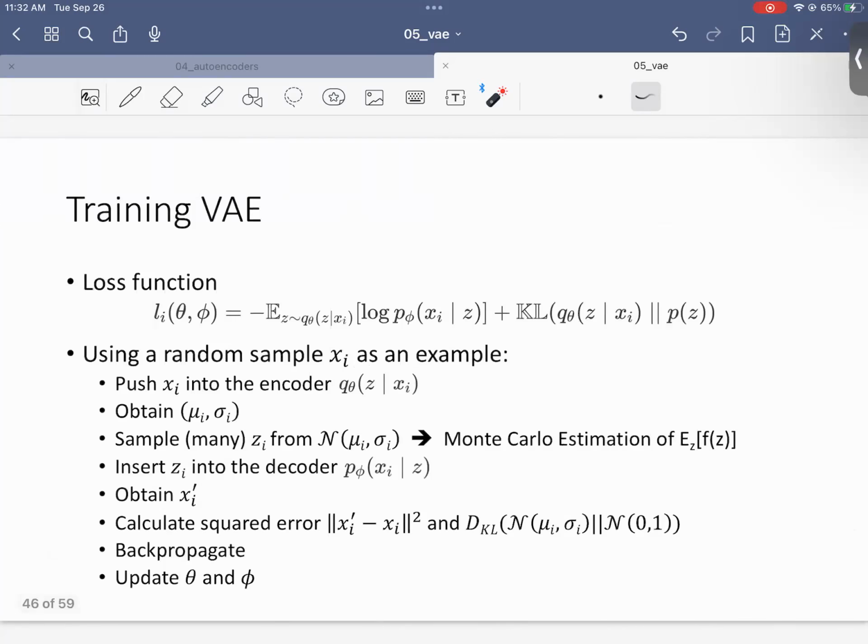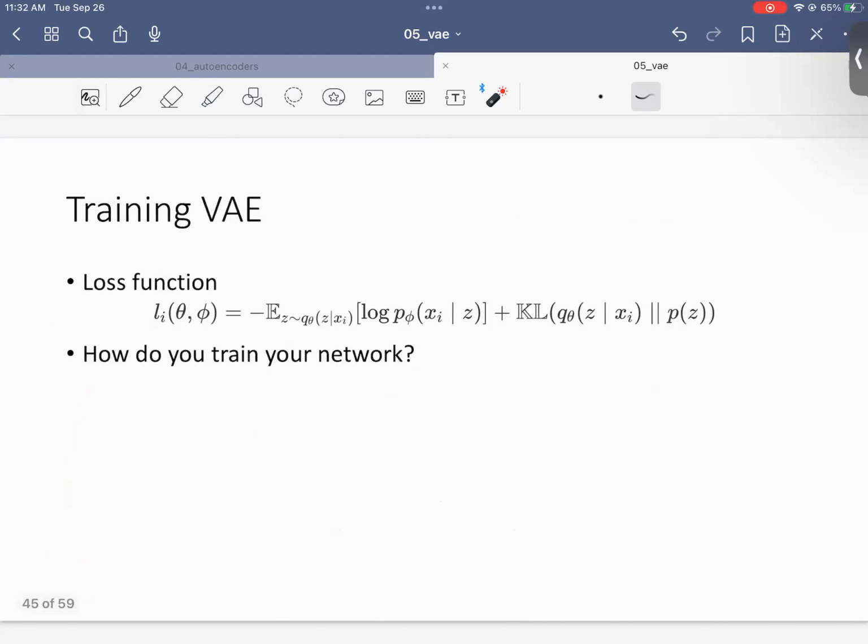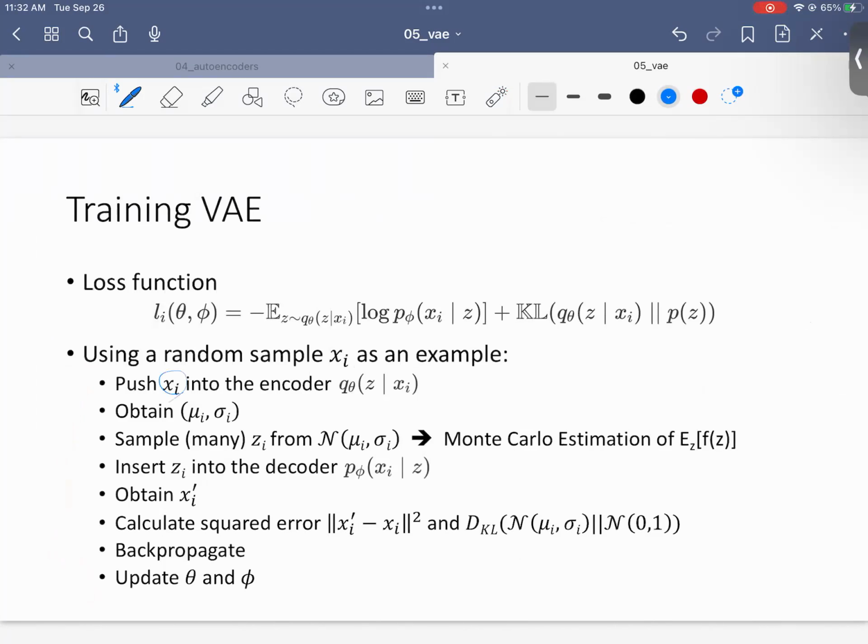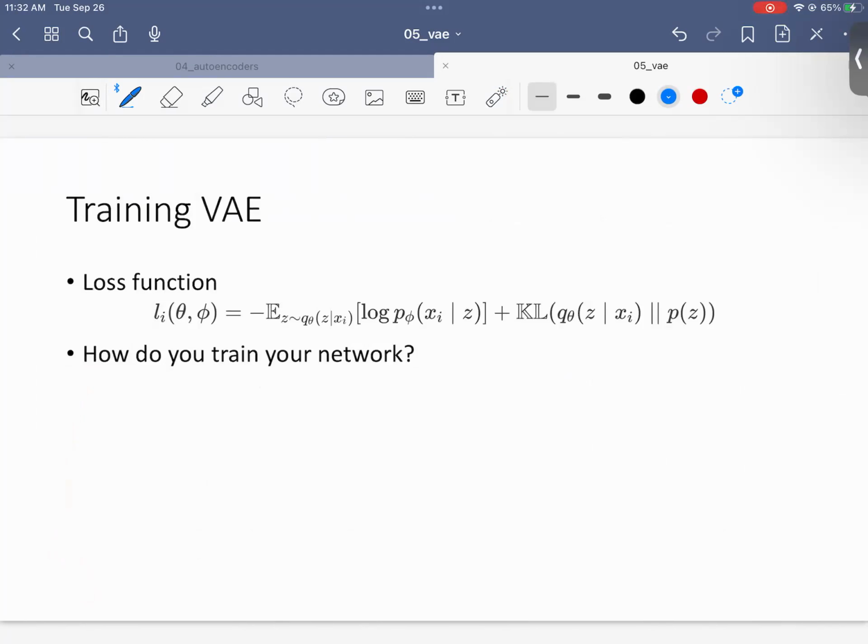So this is the whole setup, but let me write it down here. We take an X. Let's assume that we're just sticking to one sample. This is pure stochastic gradient descent where the mini batch size is 1, so we only handle one sample at a time. You have a whole set of X's, like X1, X2, X3, and we take Xi from here, right? And then we put it through the encoder.